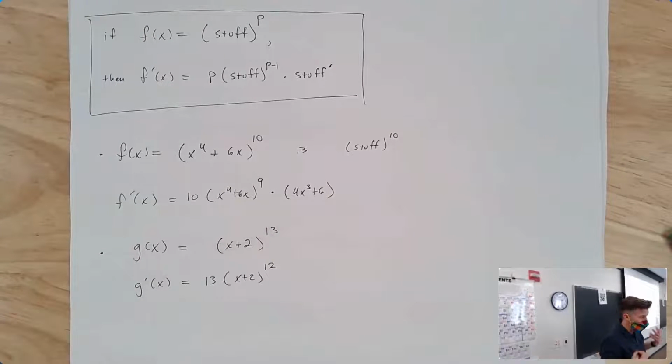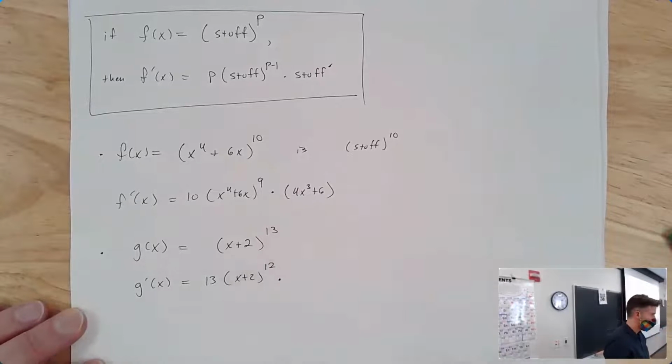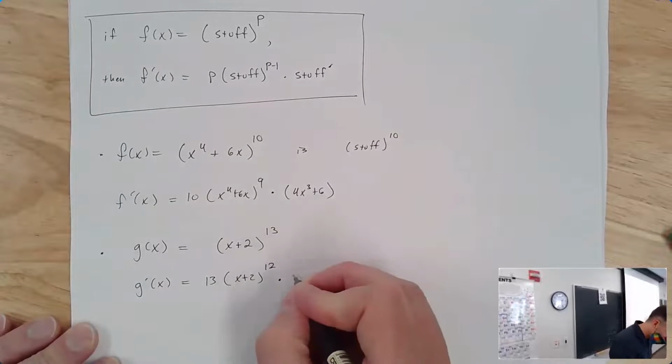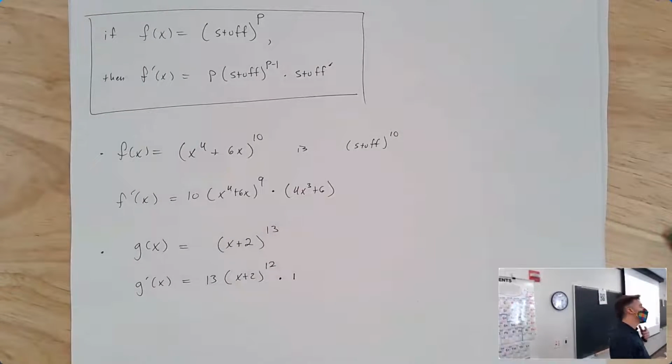And what do I have to multiply by? I know it's not exciting, but it is 1, right? It's the derivative of the stuff. Even if it's 1, you should still at least think about it being there, even though we know it's going to be 1. So don't ignore the stuff in its derivative.